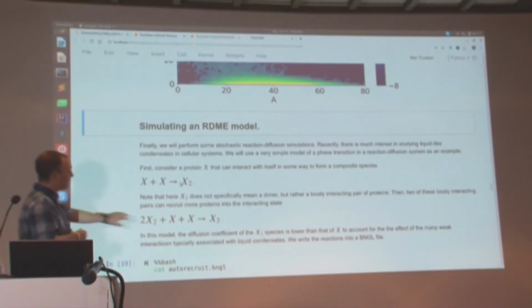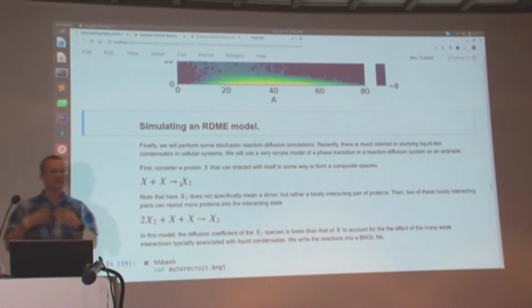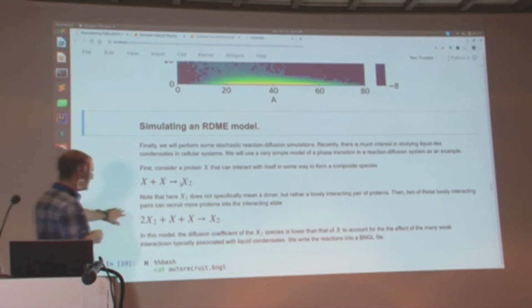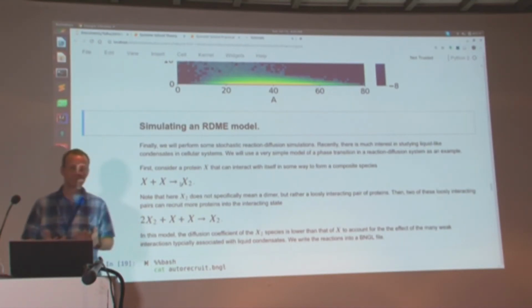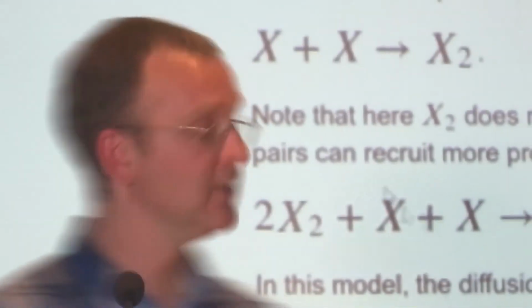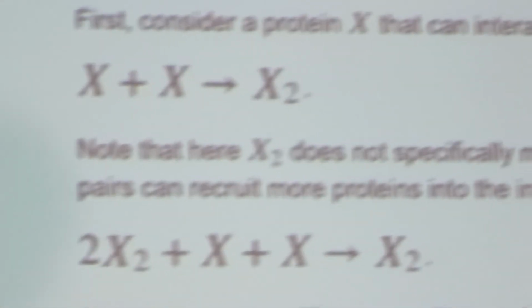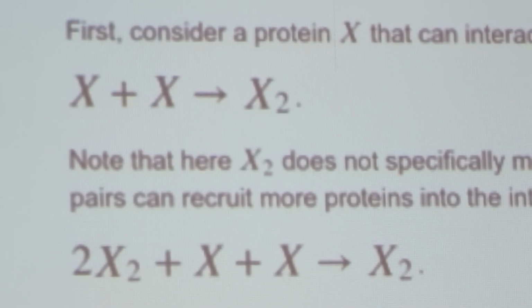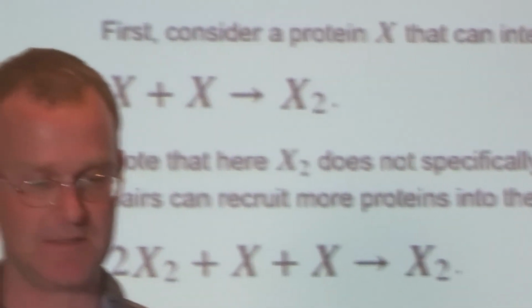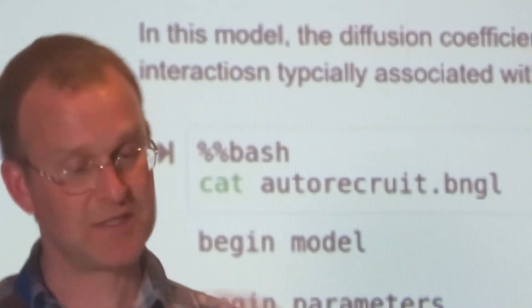And then if you have auto-recruitment such that this set of interacting things can bring more of these proteins into the interaction state, then you have essentially enough to get a phase transition. And I'll show on Tuesday, you can show that in the dynamical system you have multiple fixed points, and these correspond to the different phases of the system. But what I'm going to show today is just how to run it.